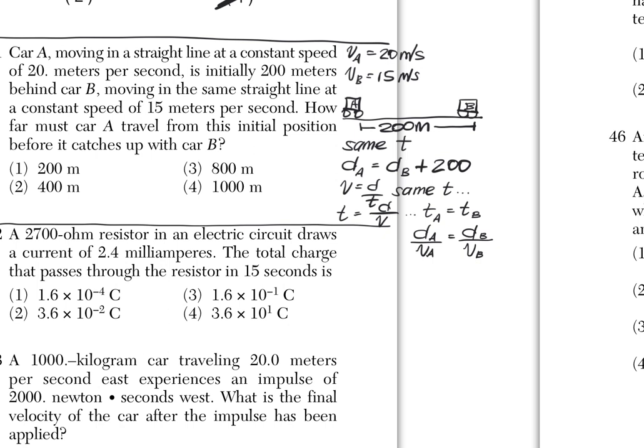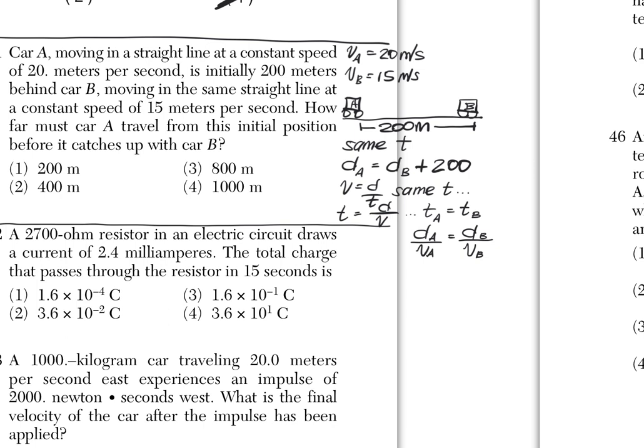The reason why I'm writing it that way is because the times are the same. You can set the times equal to each other, so that means the distance of A over the speed of A is equal to the distance of B over the speed of B. Now we know that the distance of A is the distance of B plus 200. And now the only thing we need to do is solve for the distance of B, because we know the speeds of cars A and B.